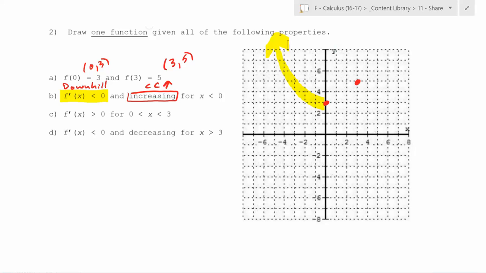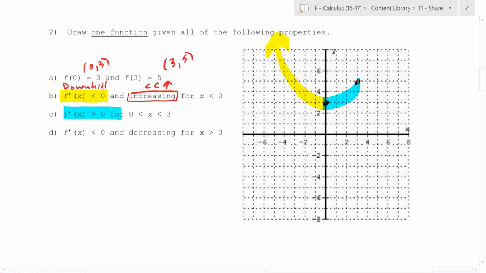The derivative is greater than 0 for x between 0 and 3. Does it tell you anything about the concavity? No. So what could it do? It could do anything you want. You just know it's going up. So could it be a line? Sure. Well, let's make it a curve. Let's just continue with this curve. Could it do that? Yeah. Is the derivative positive from 0 to 3? Yes.